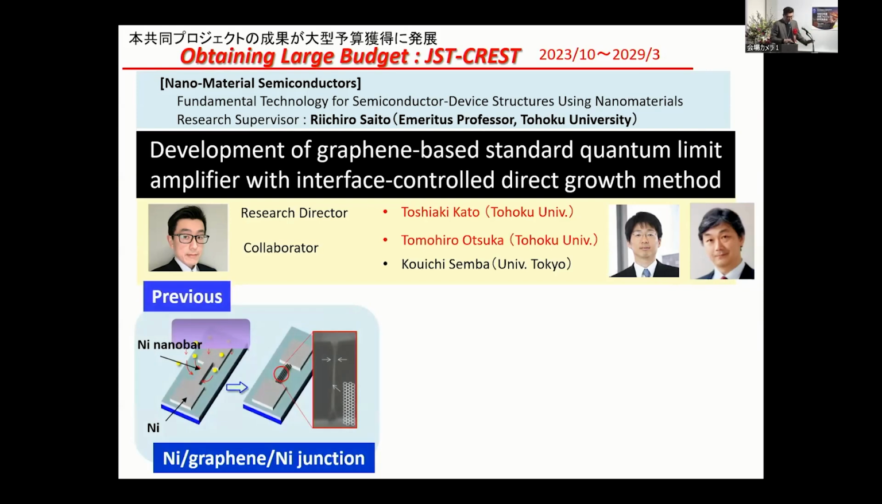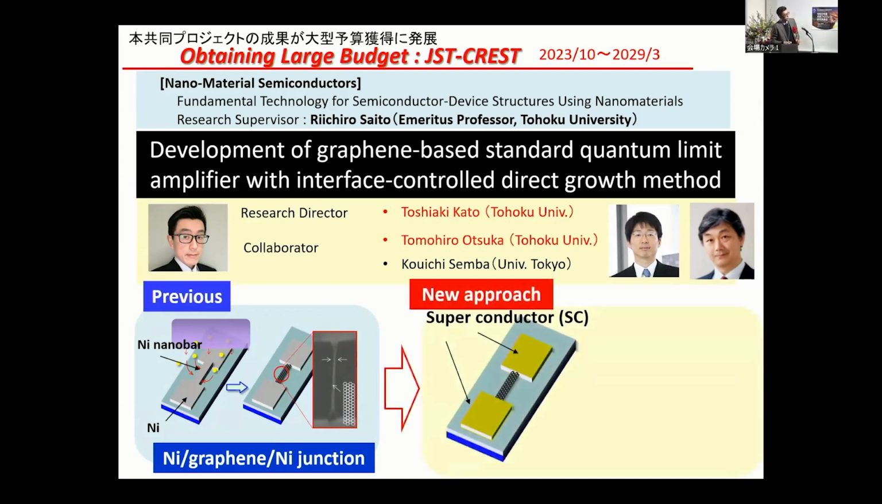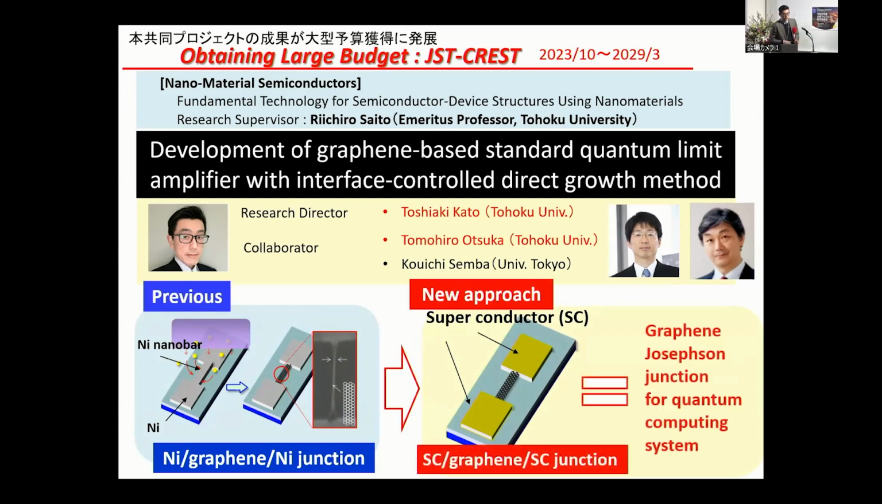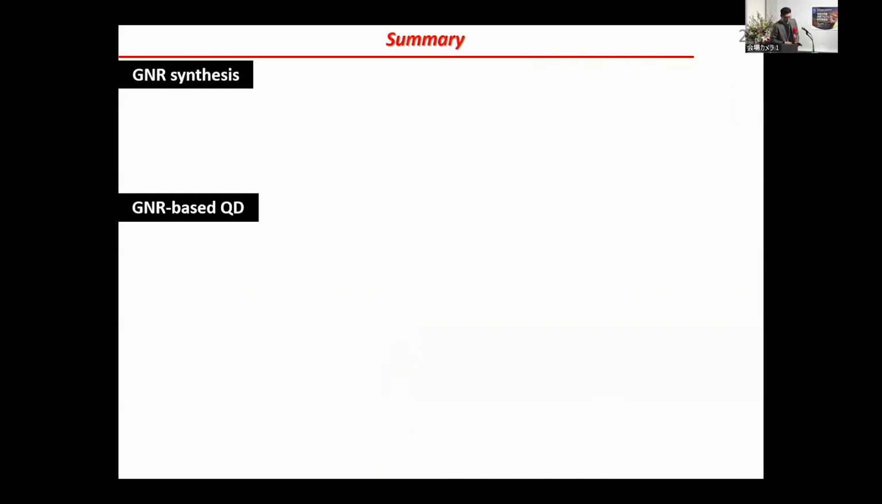I won't go into detail, but I quickly show the previous devices I just explained as nickel nanoribbon-based devices for quantum dot fabrication. So a nickel-graphene nanoribbon-nickel structure is formed. But our new approach in this project is to use superconducting metal as a catalyst, and once graphene is formed, a superconductor-graphene-superconductor junction should be formed. This is definitely a graphene-based Josephson junction. So we try to use this new kind of device, which is very scalable for real superconductor quantum computer applications.